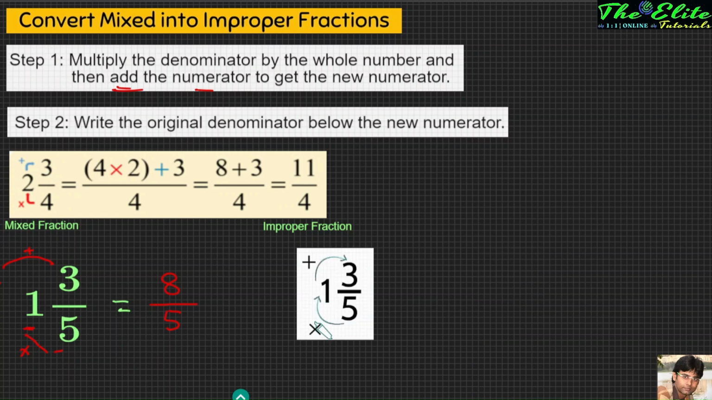5 multiplied by 1 and then added to 3 is written as 5 times 1 plus 3 in the numerator, over the same denominator. So it gives you 8 over 5. This is the process we can follow. Very easy. For example, if I give you a number like 3 whole 2 over 5, you multiply the denominator by the whole number and get 15. Then plus the numerator of the fraction part, that is 2. Add them and write in the numerator, and the 5 is written down here. So it is 17 over 5.